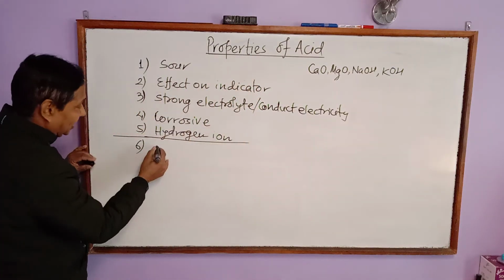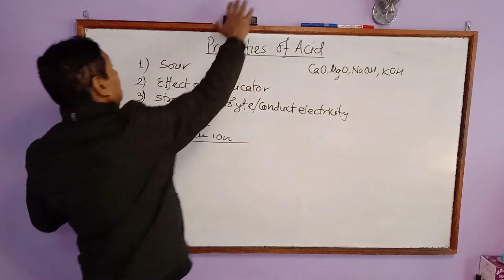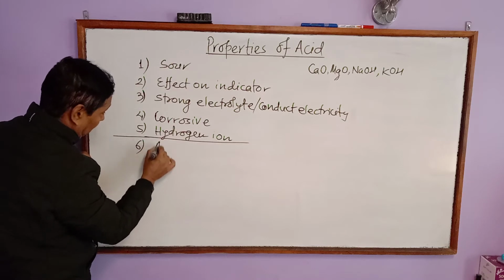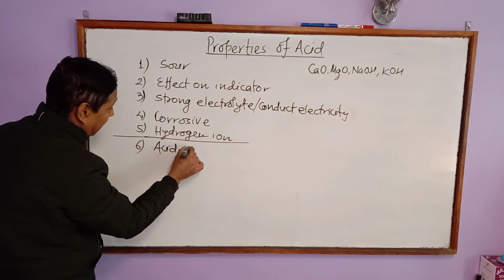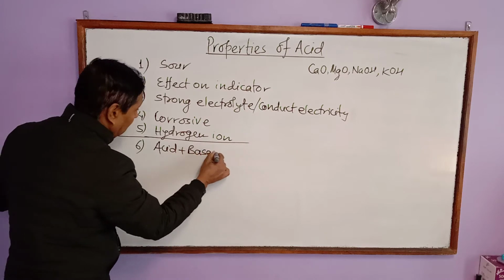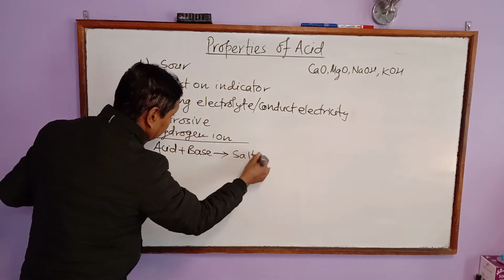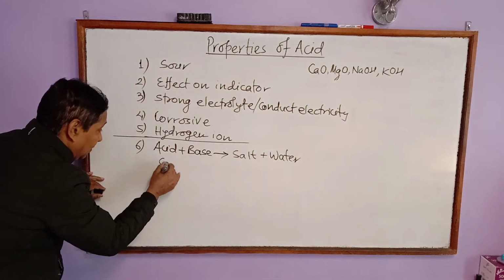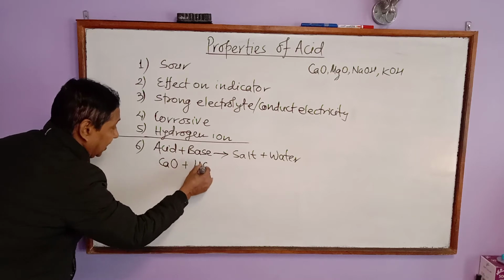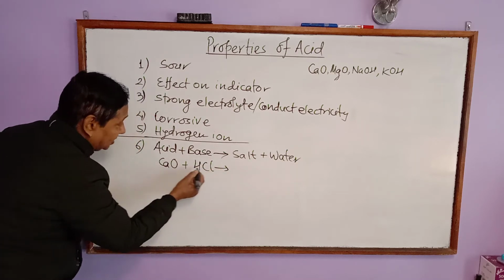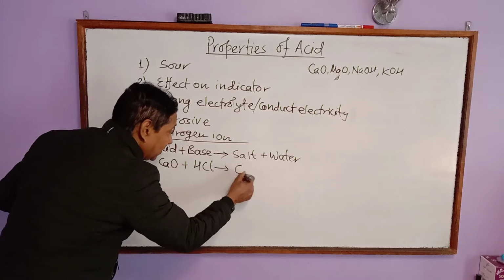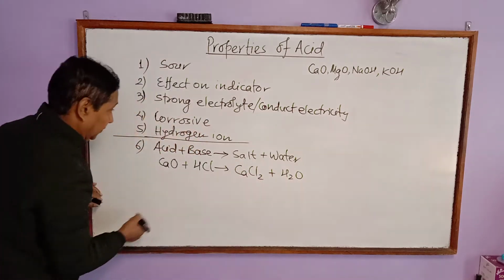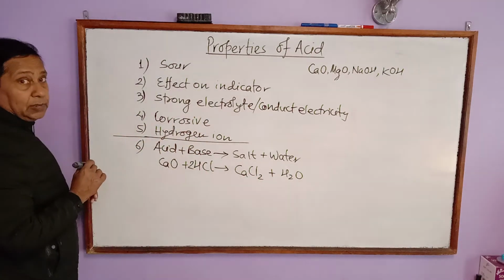Look at this one, we can take an example. When acid reacts with base, it forms salt and water. Now let's take an example. Calcium oxide when it reacts with hydrochloric acid, then what happens? The hydrogen is replaced by calcium and it becomes calcium chloride, and another product is water. This is salt, this is water. This way we can write the chemical reaction also.